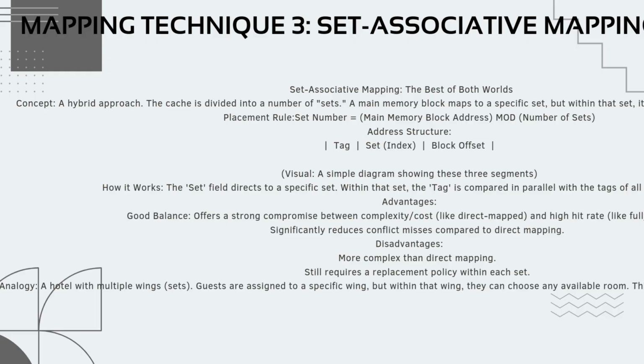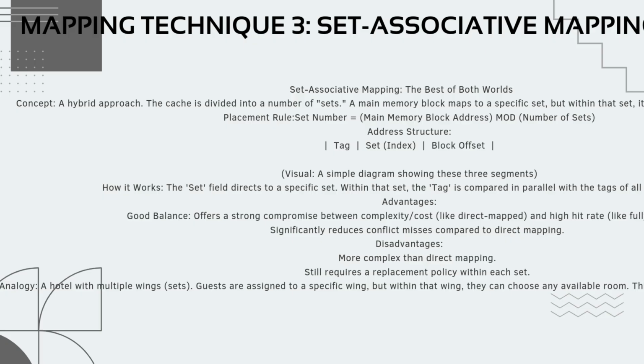The placement rule is similar to direct mapping, but instead of mapping to a line, it maps to a set. The set number is determined by the main memory block address modulo the number of sets. The address structure for set associative mapping includes a tag, a set index, which points to the specific set, and a block offset. When the CPU requests data, the set field directs the cache controller to the correct set.